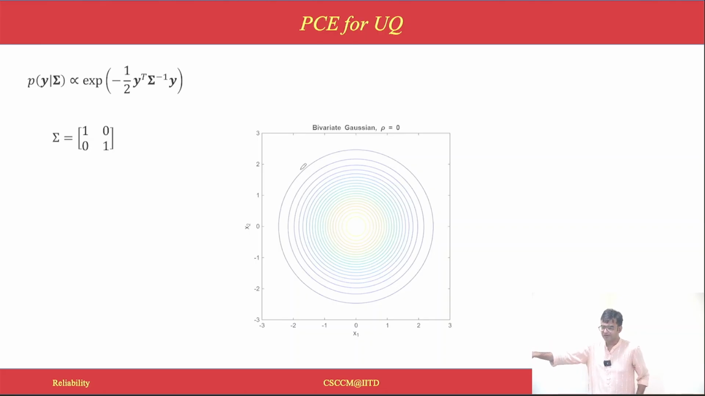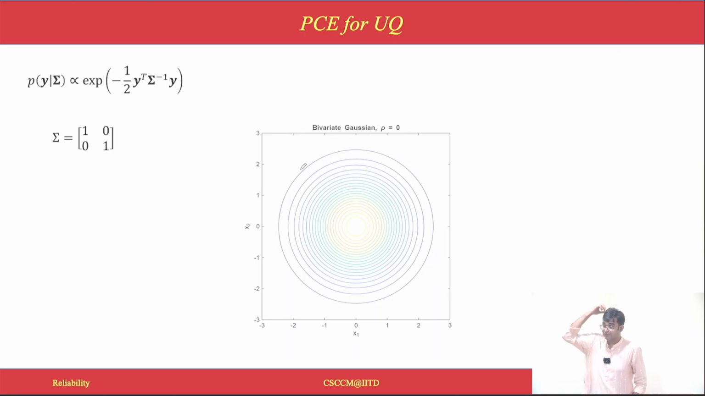So this is a bivariate Gaussian, and the contour of a bivariate Gaussian is a function of the correlation, and the center of it is a function of the mean. You will see that the center is at 0, 0, because the mean is 0. If I change the mean, the center will change. If I change the covariance, or in this case the correlation, the shape will keep on changing, right? Clear?